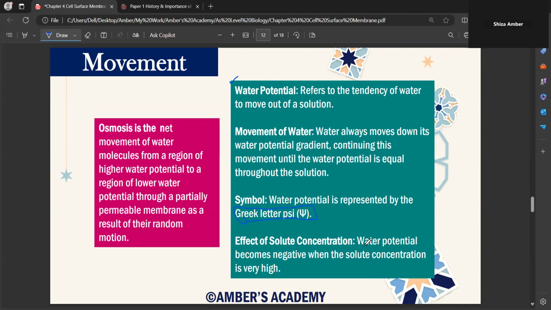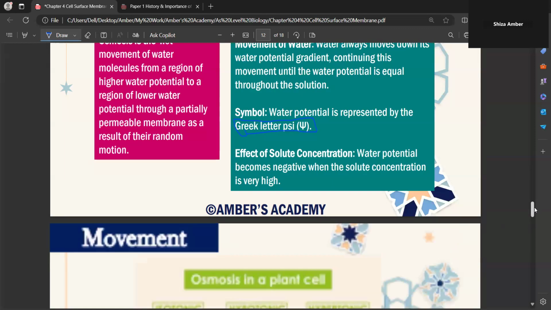Then effect of solute concentration. This is a very basic thing to understand, that water potential will become negative when the solute concentration is high. So for example, if in a solution you have 10% of salt and 5% of water, obviously your water potential is going to be negative because you have more solute than water. Okay, so just remember this.